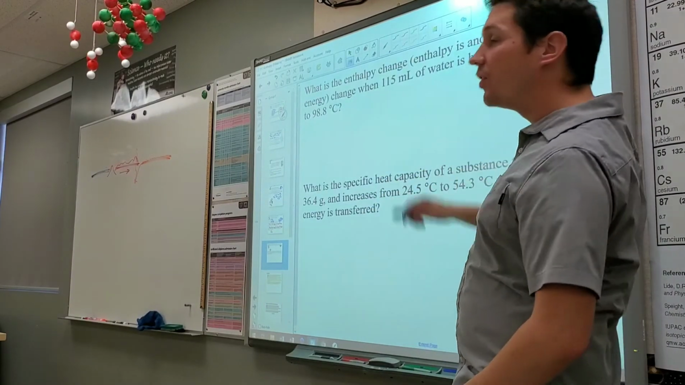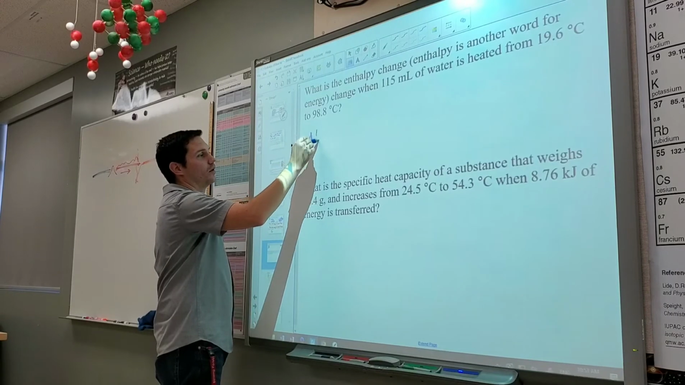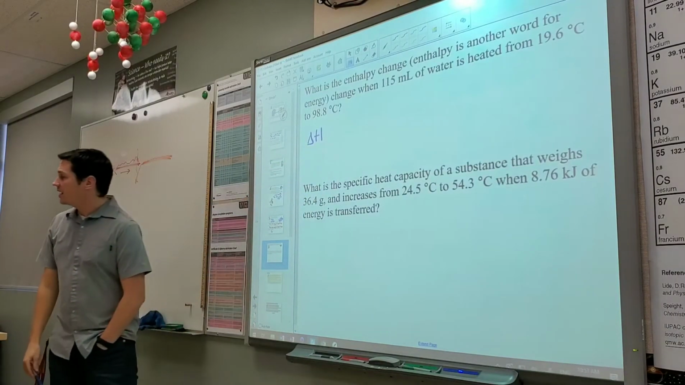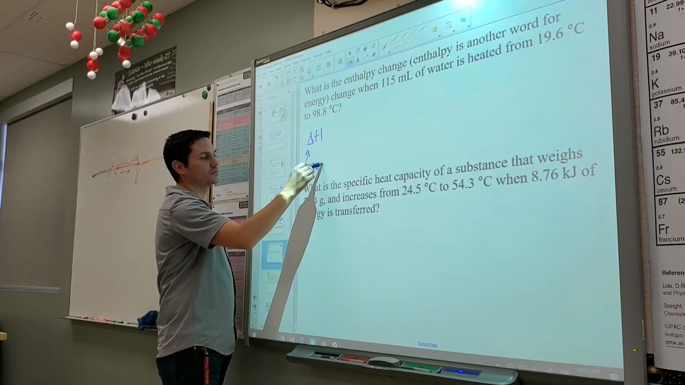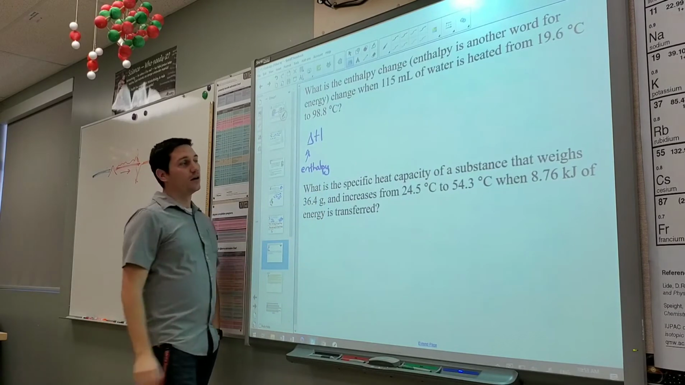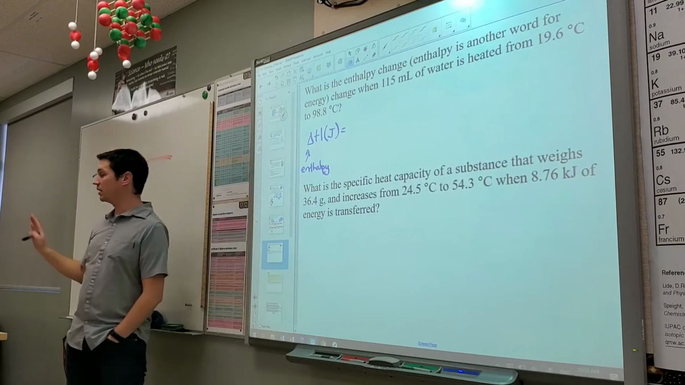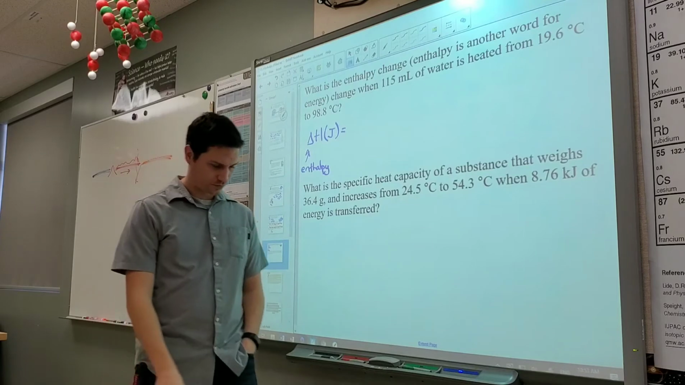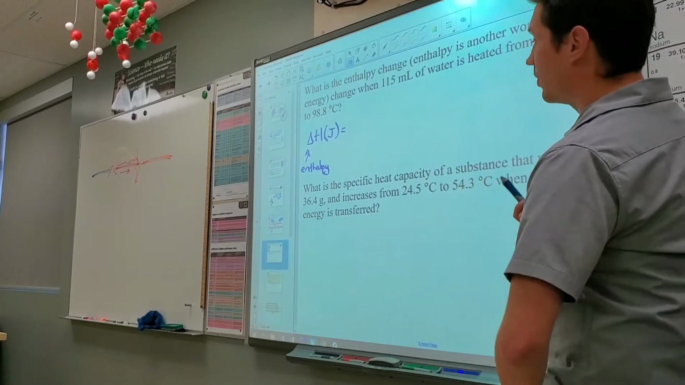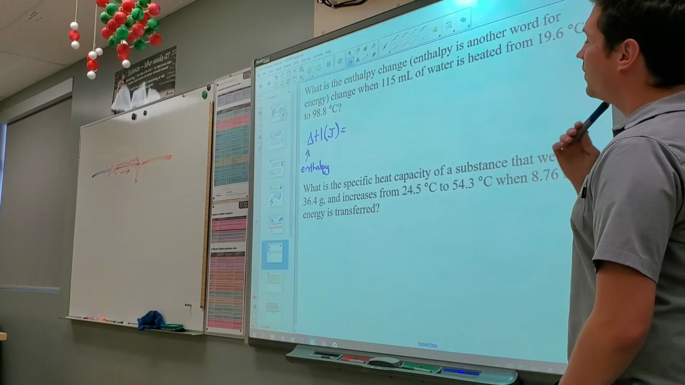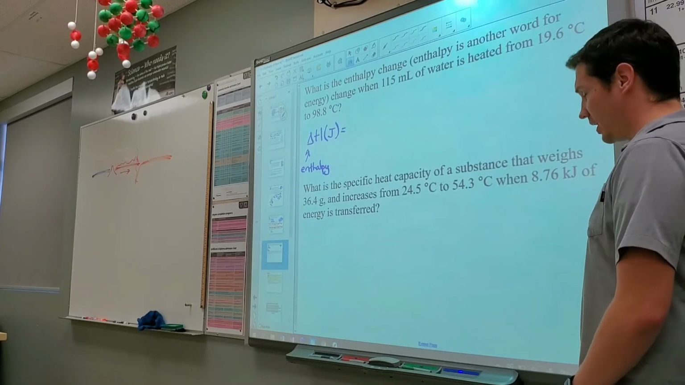What is the enthalpy change? So, delta H is what we're going to be using. This is what we mean by enthalpy, and it's measured in joules or kilojoules. Joules or kilojoules. Smart. What is the enthalpy change? Enthalpy, again, is just another word for energy. When 115 milliliters of water is converted from 19.6 degrees Celsius to 98.8 degrees Celsius.